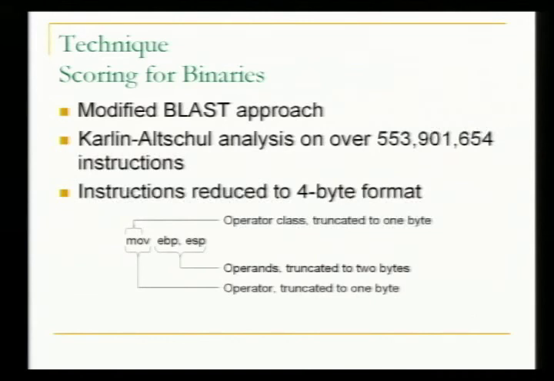I've grouped all the operators into classes. If I match just the operator class, I'll add 4. If I match the entire operator, not just the class, I'll add 5 to the score. If I match the entire operator and all of the operands, I'll add 6 to the score. And if there's no match at all, it subtracts 4. This was the result of the Carlin-Altschul analysis mentioned here.